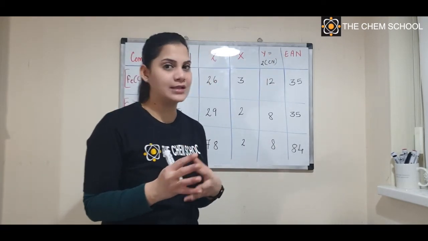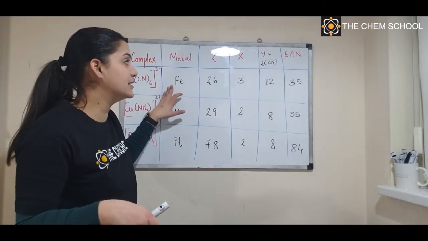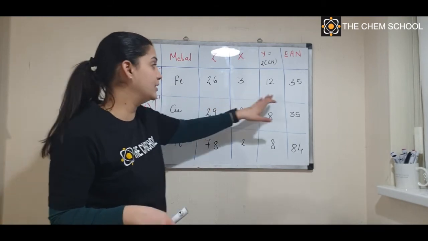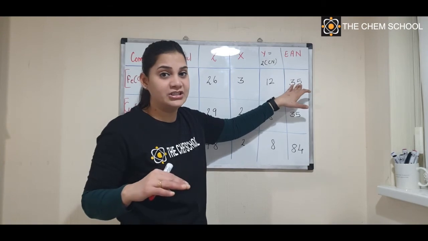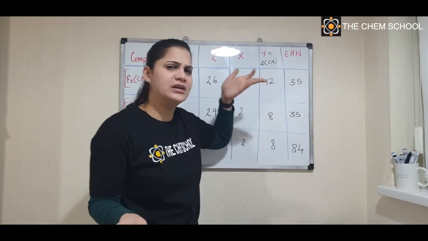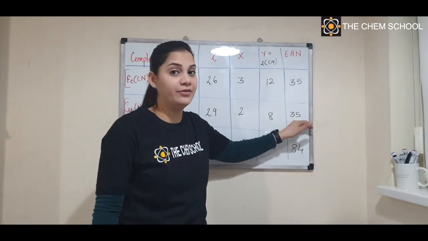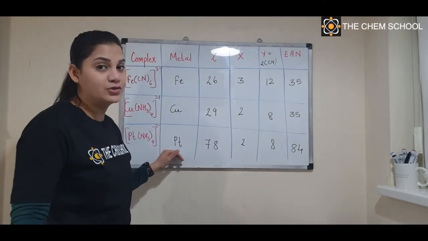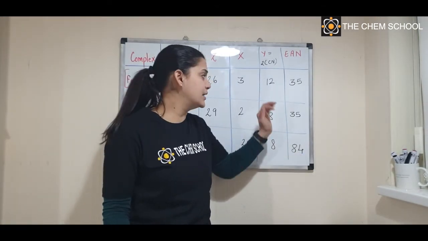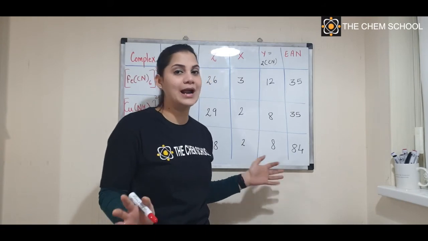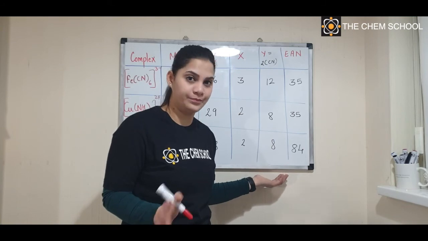What we need to focus on now is, you can see that for Fe, the next inert gas has an atomic number of 36, but over here the EAN is 35. So it hasn't achieved the inert gas configuration, but still it is quite a stable complex. Similarly, copper has an EAN of 35. Platinum, we saw right now, should be 86, but right now it has an EAN of 84. So these are some exceptions, but these complexes are stable, not as stable as the previous ones, but they are quite stable. Is that clear?